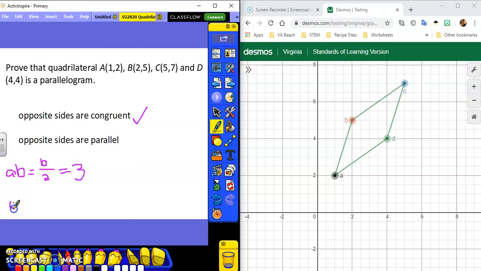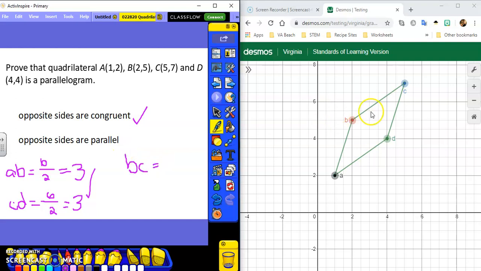Now I'm going to do my slope of CD. Again, rise over run. 1, 2, 3, 4, 5, 6, and over to the right 2. Well, that gives me 6 over 2, which is 3. So those lines are parallel. But now we need to check the other side as well. We can't just stop because we have 2 sets of parallel sides.